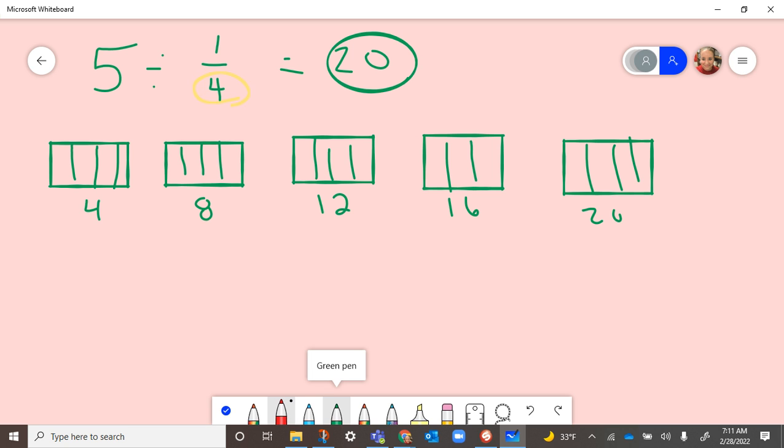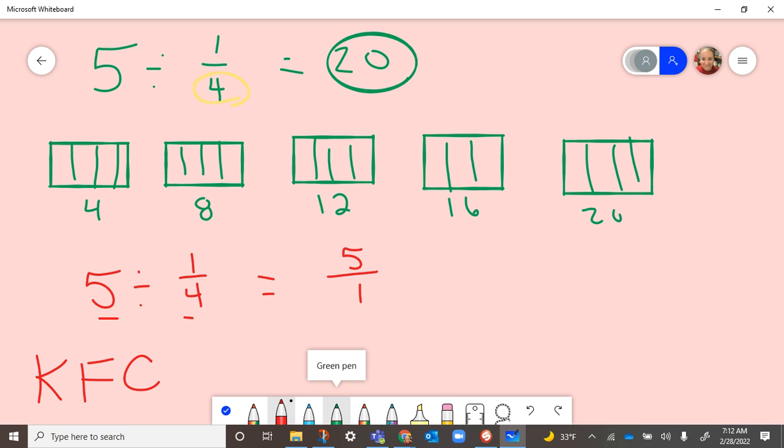The algorithm, how it looks without the model, would be just 5 divided by 1/4. And we teach the kids KFC, which stands for keep for the K, flip for the F, and C for change. We're going to keep the 5, but write it as a fraction, so this is going to look like 5/1. Then we're going to flip the 1/4, so we're going to find the reciprocal.